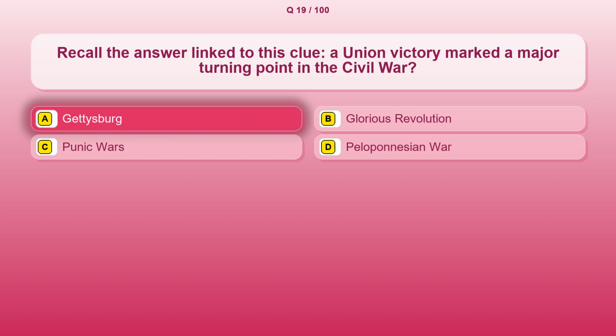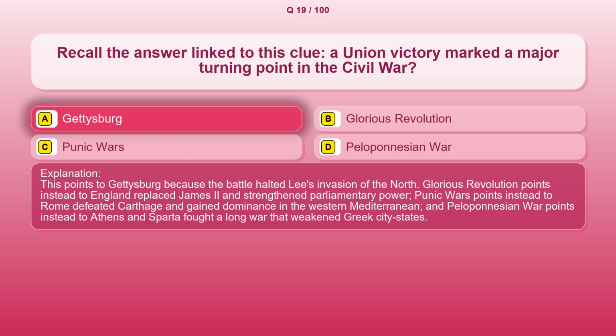The correct answer is option A, Gettysburg. This points to Gettysburg because the battle halted Lee's invasion of the North. Glorious Revolution points instead to England replacing James II and strengthening parliamentary power. Punic Wars points instead to Rome defeating Carthage and gaining dominance in the western Mediterranean, and Peloponnesian War points instead to Athens and Sparta fighting a long war that weakened Greek city-states.